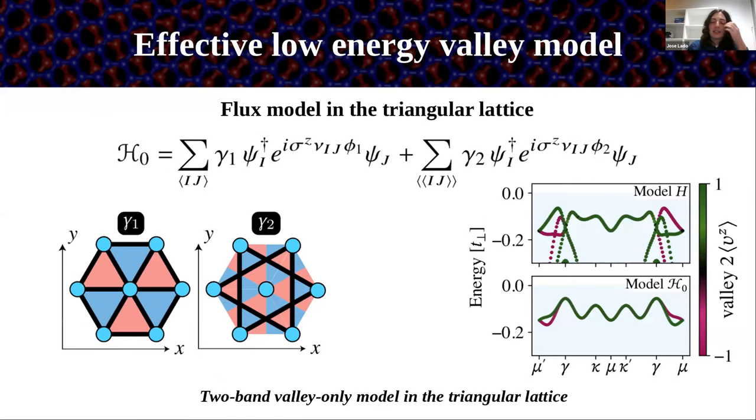And it turns out that these flat bands are actually very well captured by an effective model in the triangular lattice that has both first neighbor and second neighbor hoppings. And the interesting thing is that, again, these hoppings, both the first neighbor and the second neighbor, are actually complex hoppings. And again, we can relate these complex hoppings, and in particular, the phase of these complex hoppings, to some artificial gauge field in the superlattice.